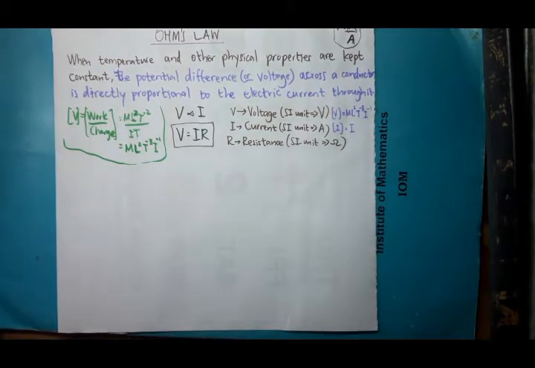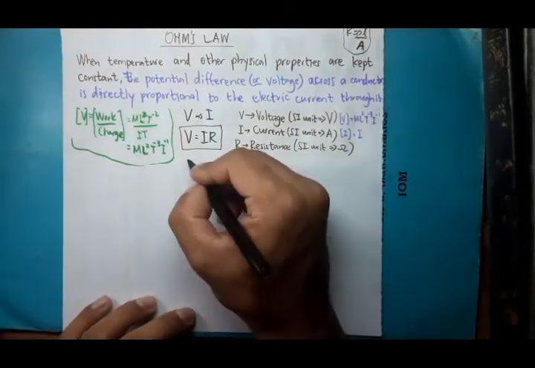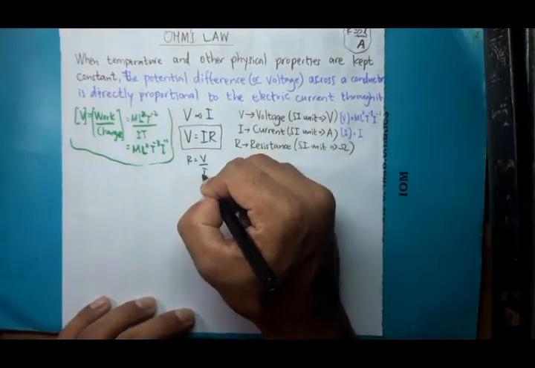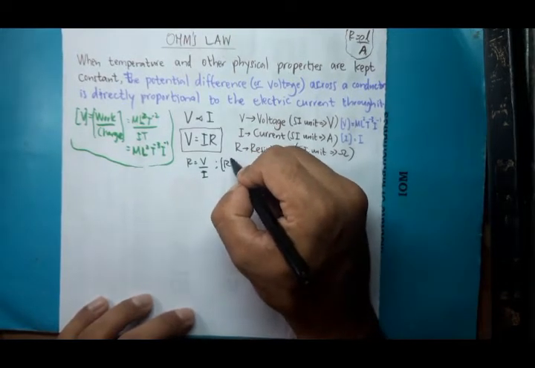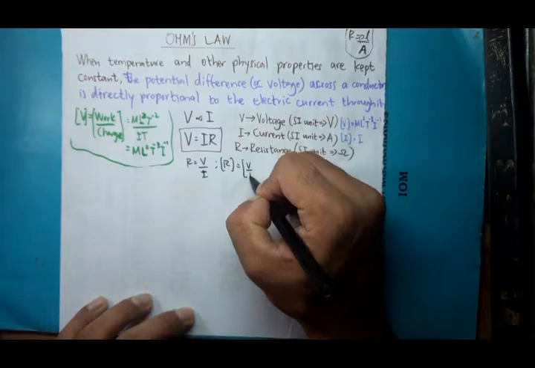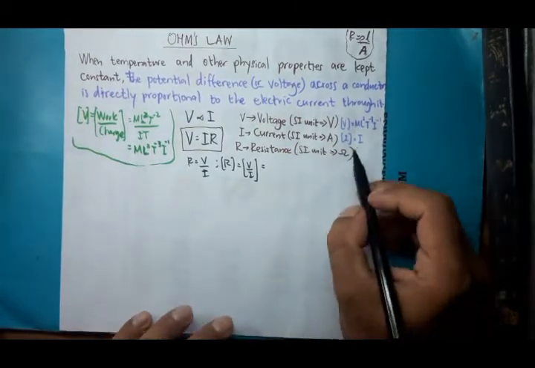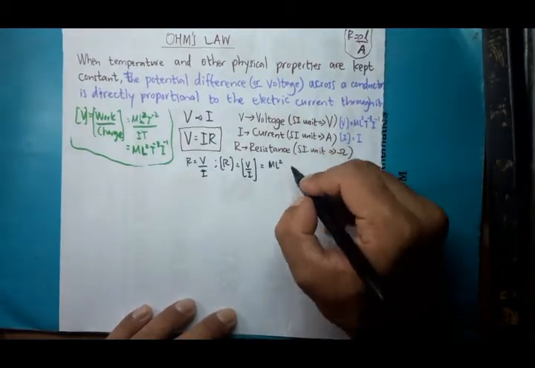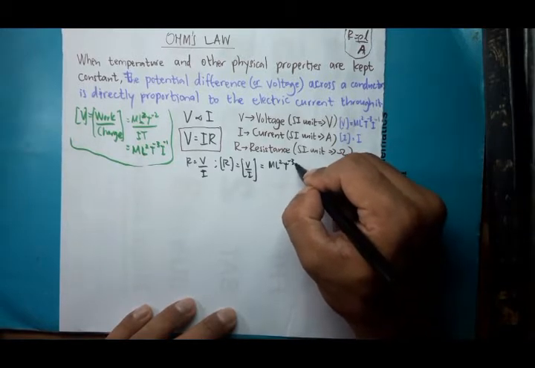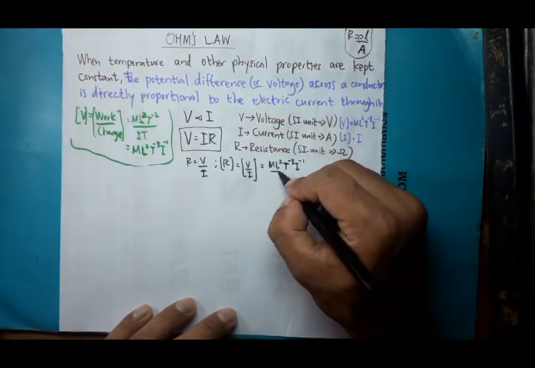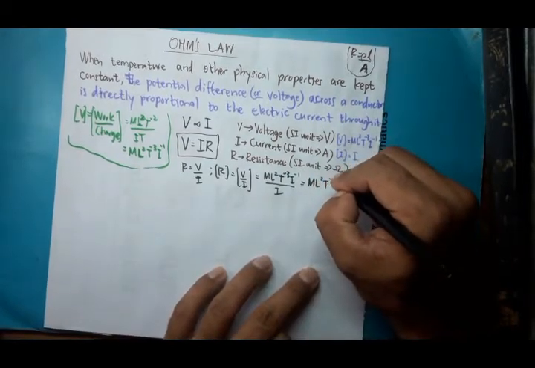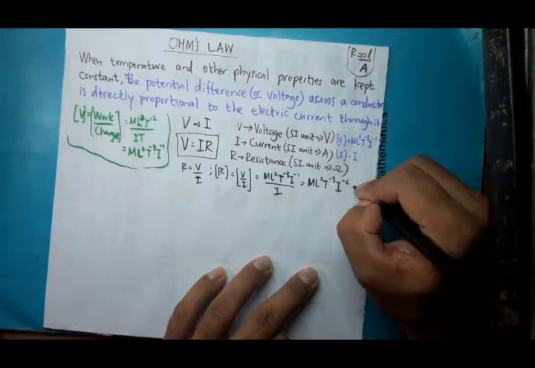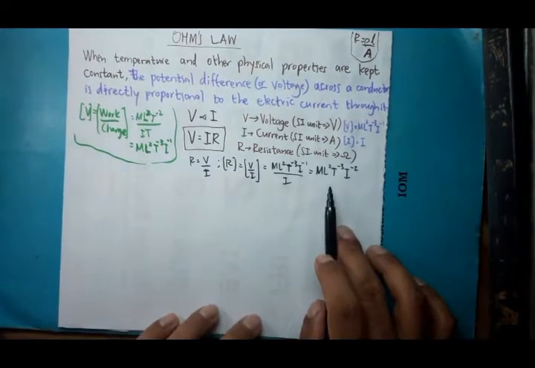Now for resistance, what is the dimension? Then we have to alter this equation. For resistance, you will get a new equation now. R is equal to V over I. So that is the equation for resistance. In that case, the dimensions of resistance will be dimensions of voltage divided by dimensions of current. What are the dimensions of voltage? Let's substitute here. ML^2 T^-3 I^-1 divided by the dimension of current, which is I, and finally you will end up in ML^2 T^-3 I^-2. This is the dimension of resistance.